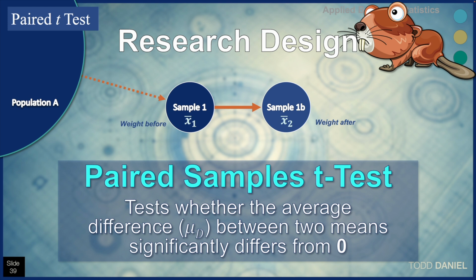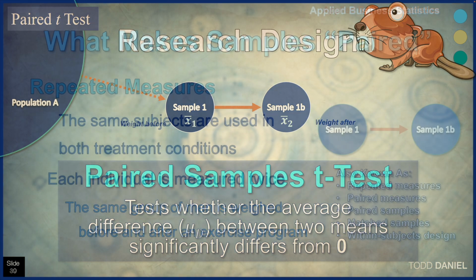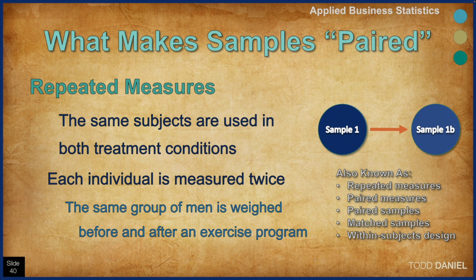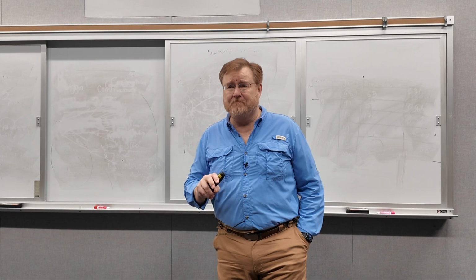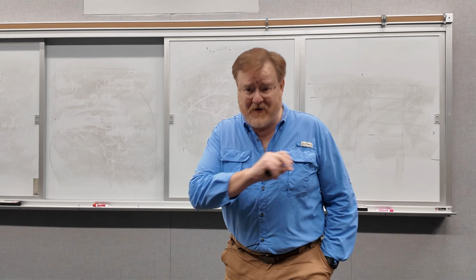However, we're not simply measuring the mean difference. What we're really interested in is the difference score for the individuals. I'm going to come back to difference scores here in a moment. But I need to tell you, how do we get to paired samples? There are two ways to get to paired samples.